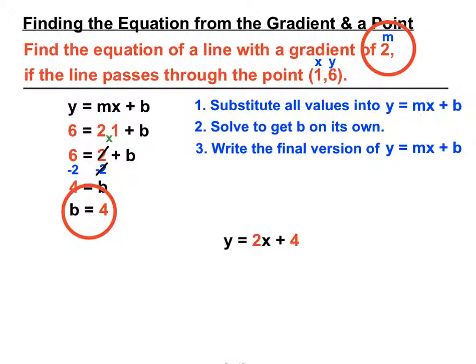We had the gradient and a point that it passed through, and so we're really basing this on that idea that if you know that a line passes through a certain point, the values of x and y from that point make the equation work properly, so we can kind of trust the values there that they'll make the equation work properly, and we use that fact to piece together a linear equation from just a couple of small bits of information. Okay, so our final equation was y equals 2x plus 4 there.